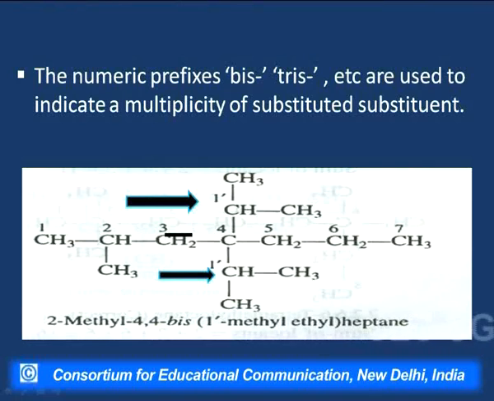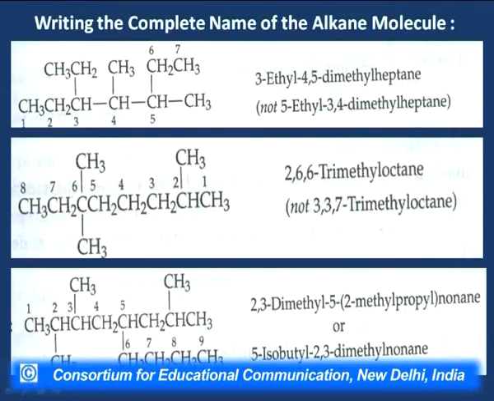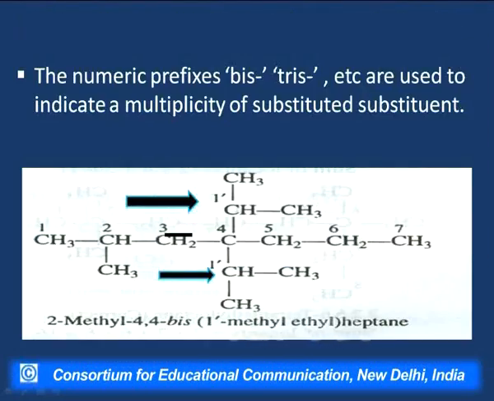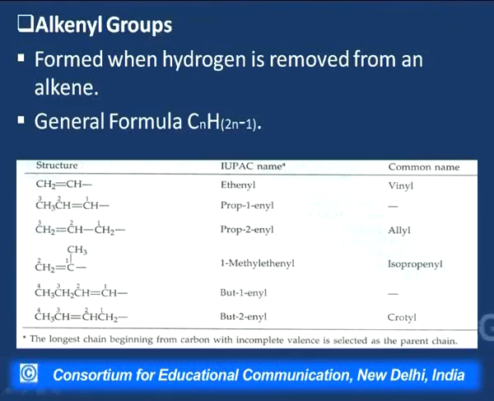How do we name this? We do the numbering from the left side to the right side, and we name this compound as 2-methyl, and then we take 4,4. We are repeating that this substituent, which repeats twice, is attached to the 4th carbon, and it becomes 4,4-bis(1-methyl ethyl) heptane. In the further slides I have shown you a few examples which you can try yourself, and now we'll go on to the naming of alkenes.